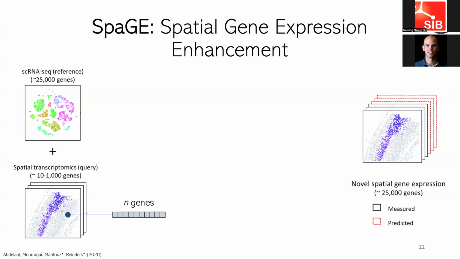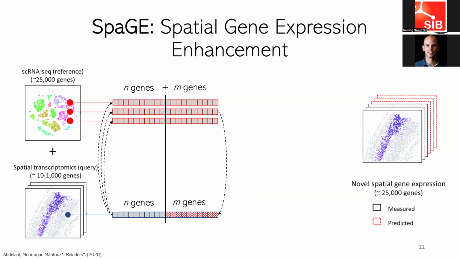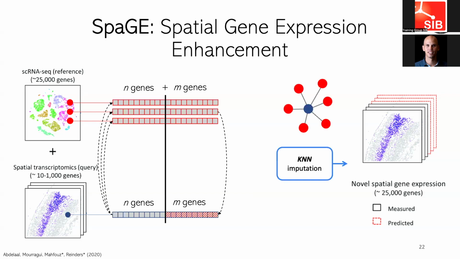The way we do this is that you take a spatial cell in which you have measured a certain number of genes. You look at all the cells in the single cell data, and using that overlapping set of genes, you look for the nearest neighbors. Then you can impute the genes that you haven't measured based on these nearest neighbors, using KNN imputation.